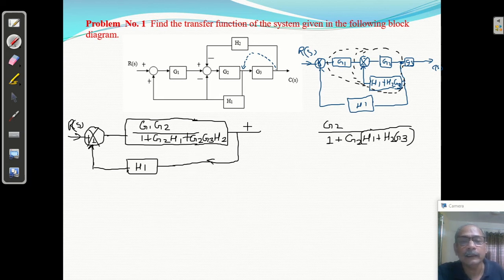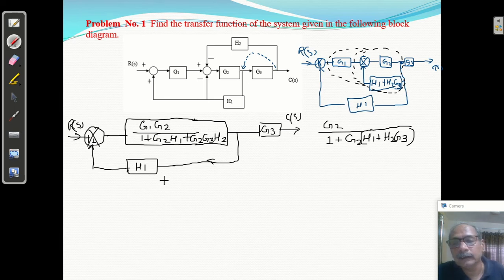H1, and then it is cascade with G3 C of S. Okay, now you can see here this is forming a closed loop. Whatever you will get this, and G3 is in cascade form. So first of all, we will find this closed loop, and then cascade with G3.